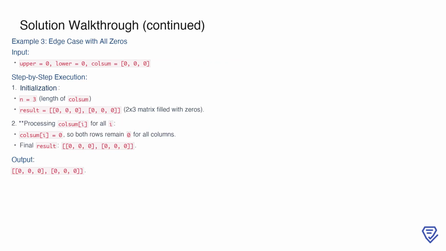Now let's examine an edge case where all the input values are 0. Here, upper is 0, lower is 0, and colsum is 0, 0, 0. As usual, we initialize n as 3 and create a 2x3 matrix filled with zeros. For each column, colsum[i] is 0, meaning both rows must remain 0 for all columns. No updates are needed, so the matrix stays as 0, 0, 0, 0, 0, 0. The final result is 0, 0, 0, 0, 0, 0. This demonstrates that when all inputs are 0, the output is simply a matrix of zeros.